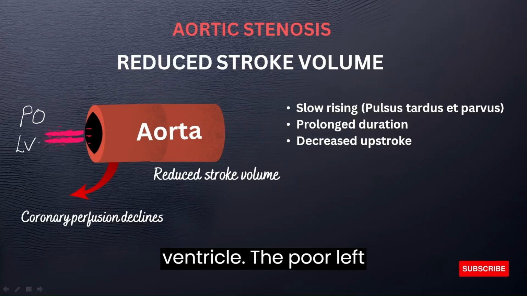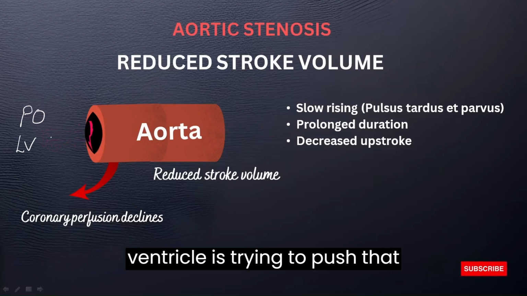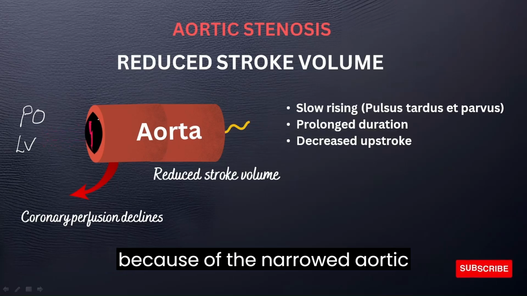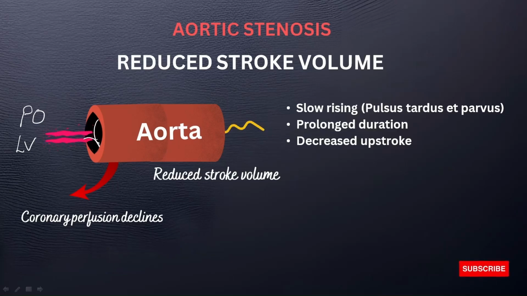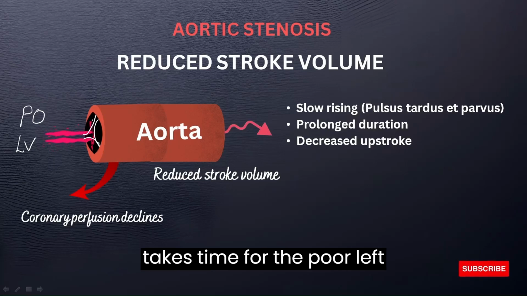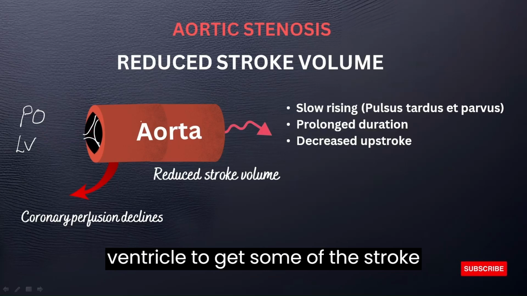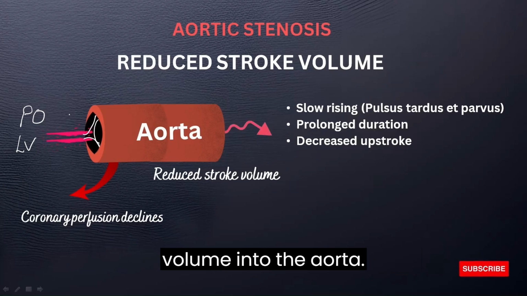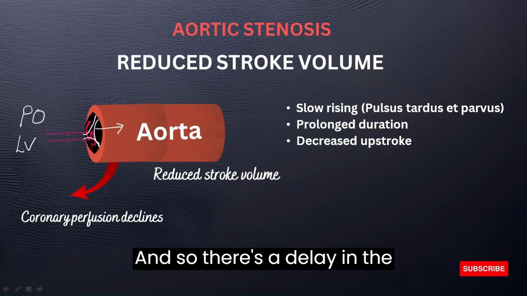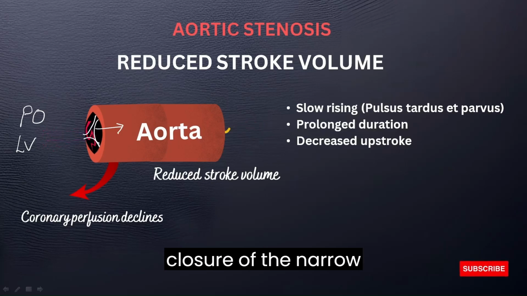The poor left ventricle is trying to push that stroke volume against resistance because of the narrowed aortic valve. So it actually takes time for the poor left ventricle to get some of the stroke volume into the aorta. And so there is a delay in the closure of the narrowed aortic valve.